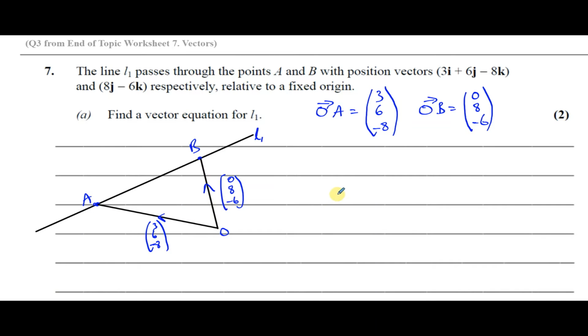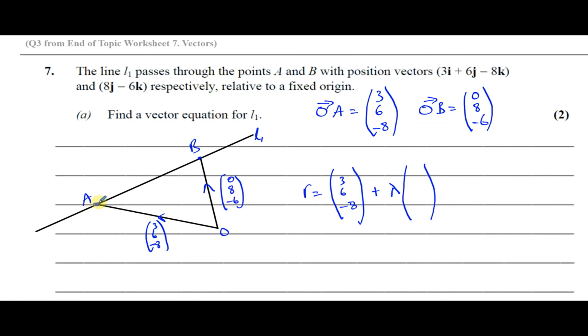So the vector equation of the line has two components. The first component is made up of the position of a point on the line. We have 2 points on the line, the position vectors of A and B, so I can use either of them. I'll just use the one for A, which is 3, 6, minus 8. That's the first part of the vector equation of the line. It takes me from O to the line, so now I'm on the line. Then I've got to have a scalar. I'll call it lambda. You can call it s, t, call it whatever you want. It's just like a constant that changes depending on where you want to go.